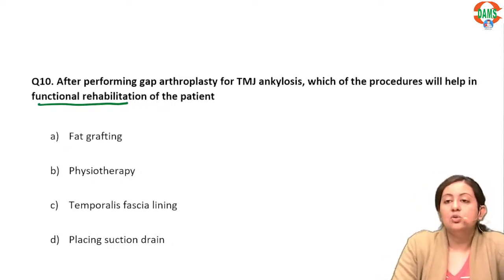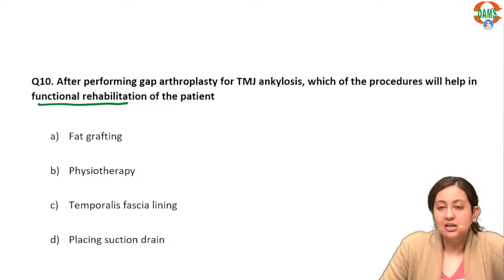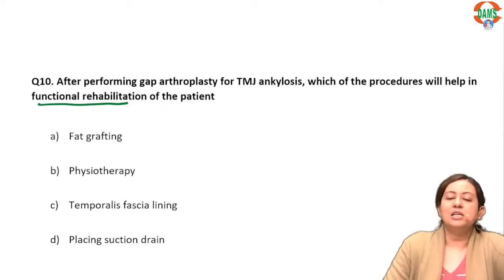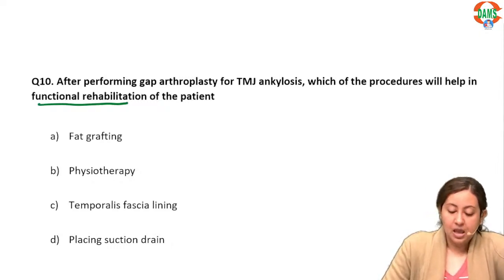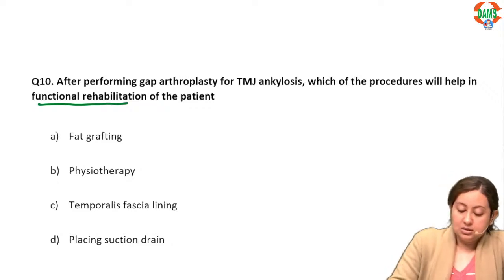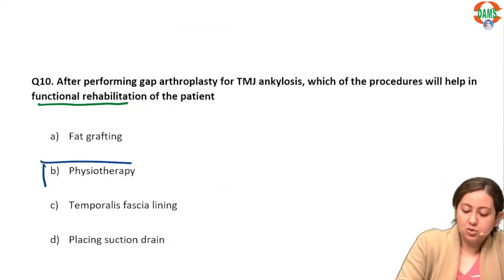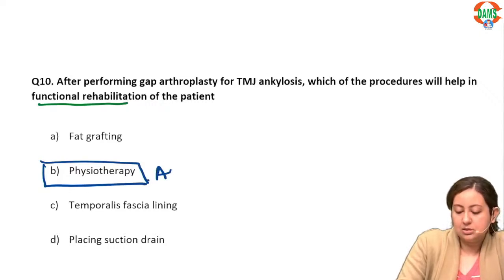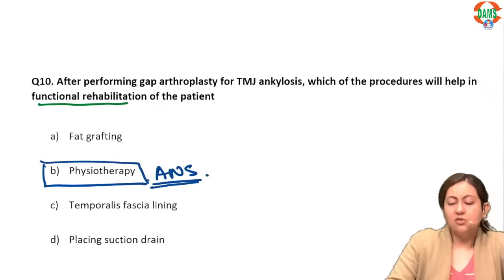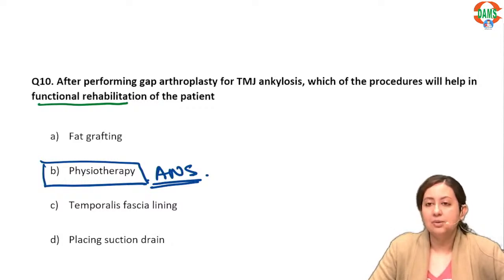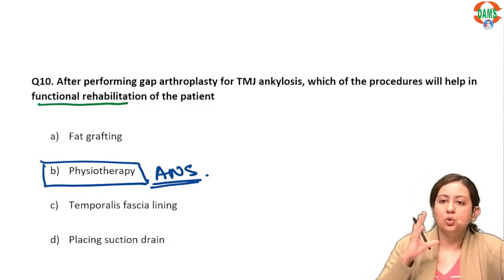Now coming to our options, option A is fat grafting, option B is physiotherapy, C is temporal fascia lining, and D is placing a suction drain. Now amongst the given options, option B, physiotherapy is the answer. Now functional rehabilitation is physiotherapy, that means active mouth opening exercises. You have to get back the function.